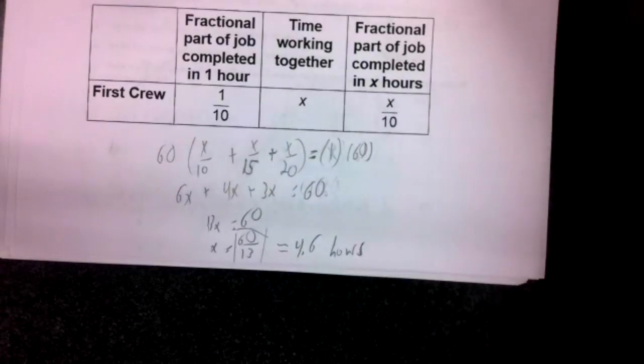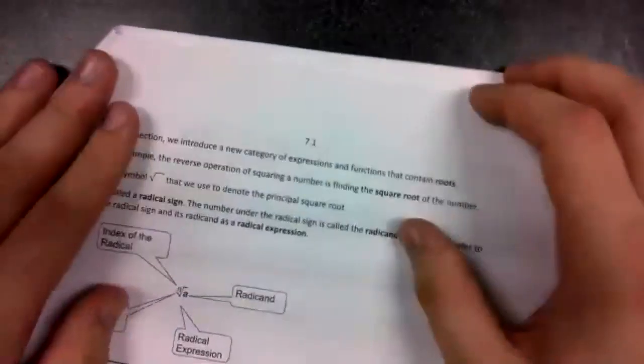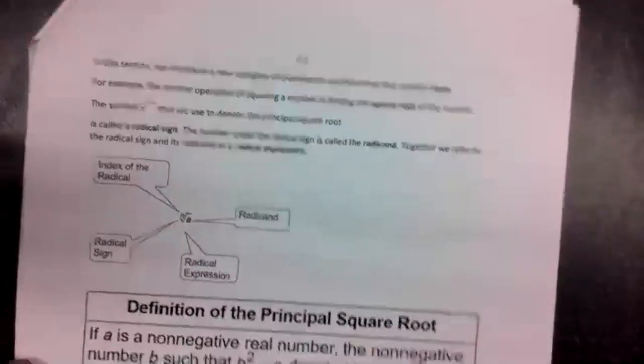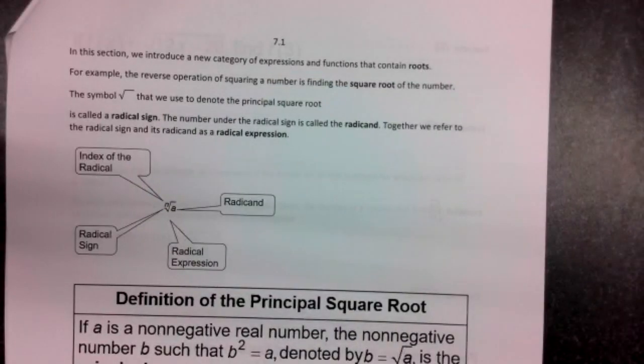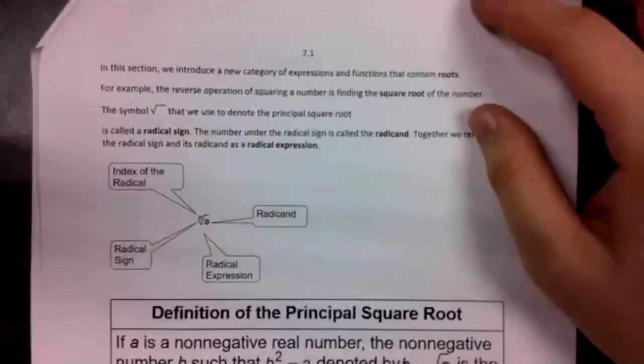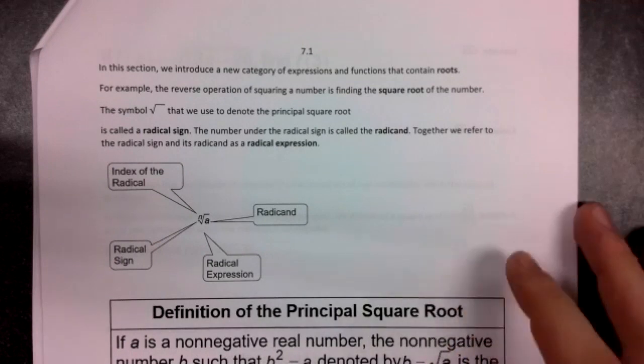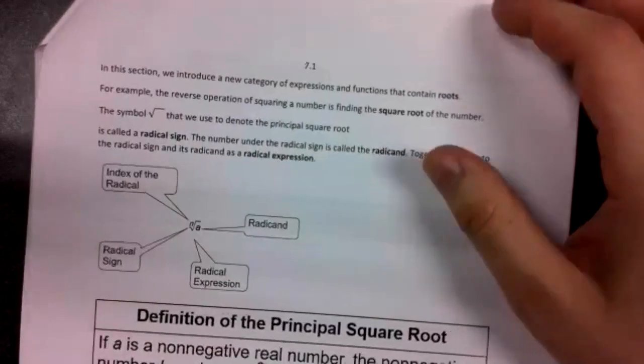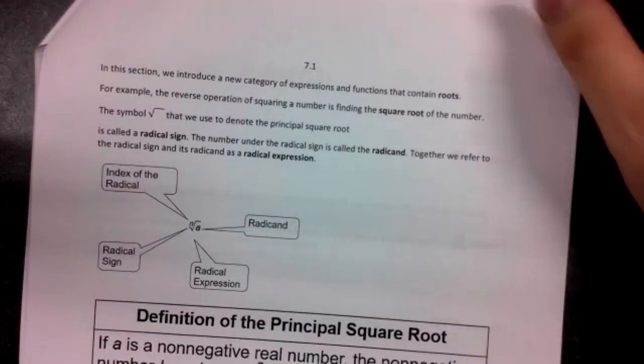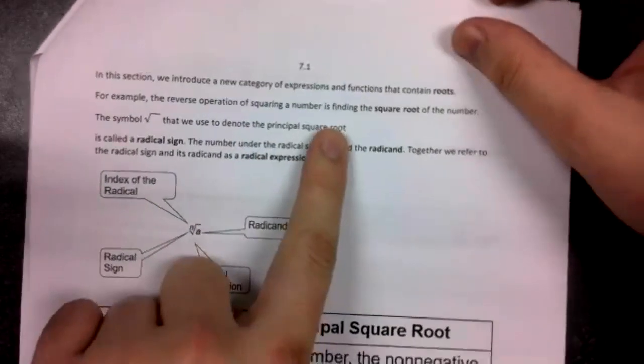Okay. All right, so let's see what we have next. Next is our last section for today, and this should be pretty easy. I'm sure a lot of you have done this before, but we're going to talk about square roots, cube roots, and roots of any size that we want to talk about, right? So we have a new category of expressions and functions. It's the reverse operation to squaring, right?